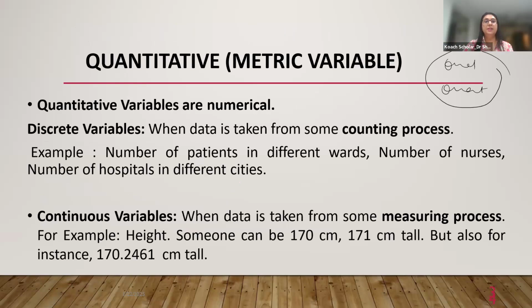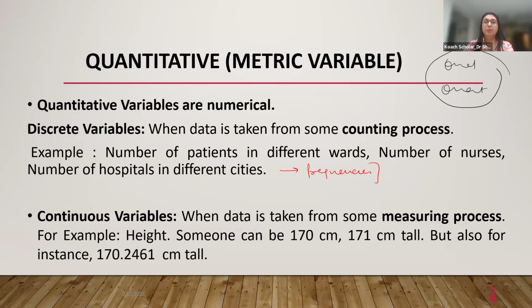So when we talk of quantitative variables, these are known as metric variables. Now these metric variables are again of two types, which could be discrete and continuous. When you talk about frequencies, when you talk of counting processes, for example, number of patients in the wards, number of nurses, number of hospitals in cities. So what are you saying here? Talking of frequencies, simple. Count. Then that variable is discrete in nature.